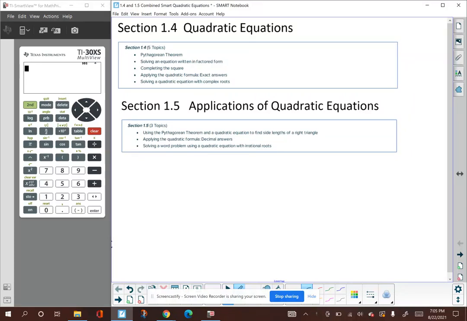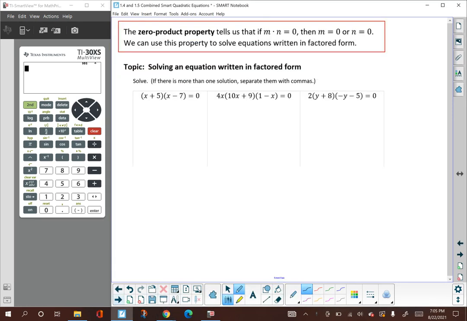Hello, Math 1050. This video is for section 1.4 and 1.5, which are both focused on quadratic equations, and there's a total of 8 topics. So our first topic is solving an equation written in factored form. So we've got 3 equations here we're going to solve, primarily because I'm trying to show you 3 different scenarios that can come up.